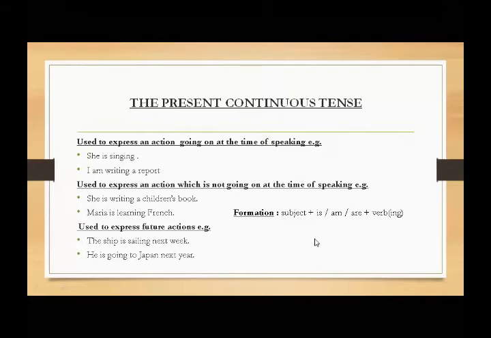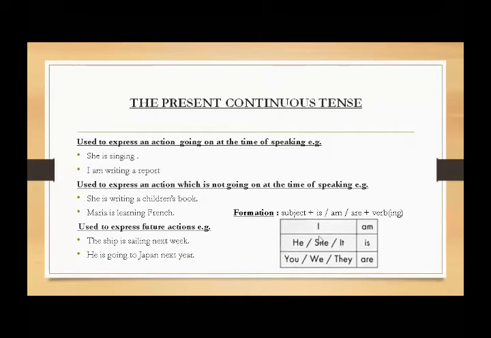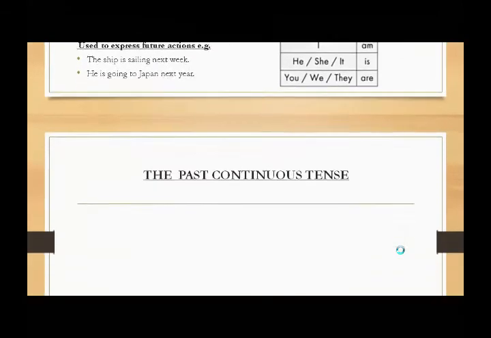Now, this is the use of auxiliary verbs. What auxiliary or helping verb do we use? With I we use am. With he, she, it we use is. With you, we and they we use are. And if it is a single name, we use is. And if it is a plural name, we use are. So now let's go to the next slide.